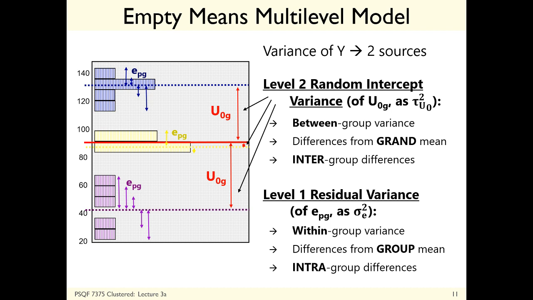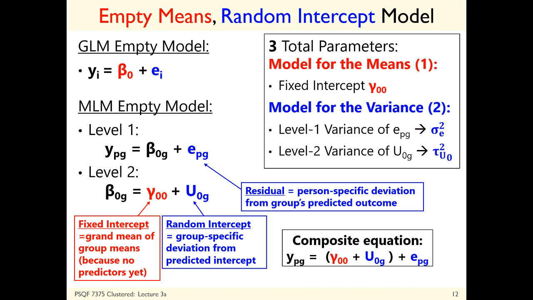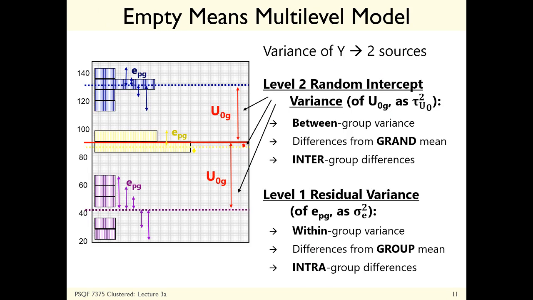Within a group then, around the group mean lines is level 1 residual variance, the E's, and it's sigma squared E, just like in regression. So differences between people still given by E, we've just added another level here to account for differences between groups as well. So then E changes to become group-specific intra-group variance. Okay, how are we doing?